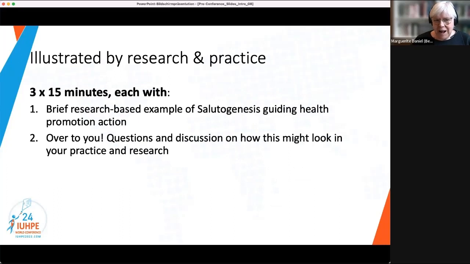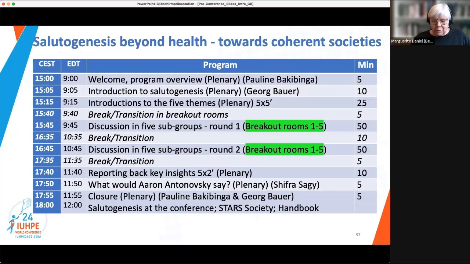What we're going to do in our session is we've divided it up into 3 times 15 minutes, and each one of us is going to present very shortly some research that we've been involved in that links some aspect of salutogenesis or its dimensions, and one of the particular health promotion action areas, or even more than one. The idea is to stimulate questions within you and get you to discuss. We really hope it's going to be a very interactive discussion and sharing of research that people have done in these areas. Thank you. Over to you, Georg.